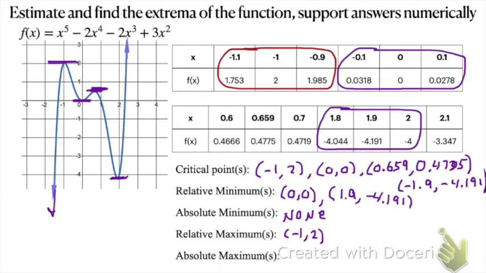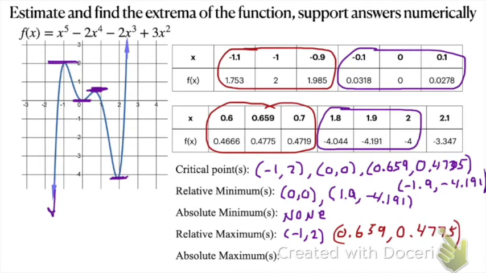We look at our other relative maximum, which is at 0.659, and the y coordinate is 0.4775. All right, and again, I show you at 0.6 what's happening, and what's happening at 0.7. You can see that 0.4775 is a little bit higher than those around it. This is, again, supporting it numerically.